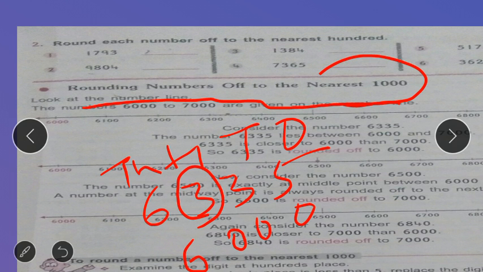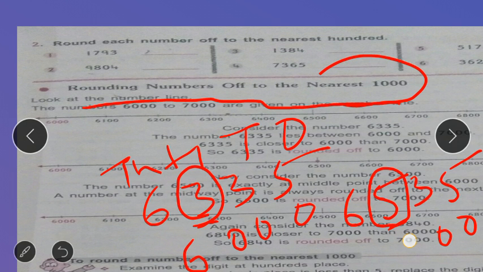In case the number is 6535, this is the 100 place, it is 5 or more than 5, so it is 5. Then what do you have to do? 0, 0, this will also be 0, but here you have to increase 1. Clear, children? Easy, no? Some questions are given in 3: round each number off to the nearest 1000.